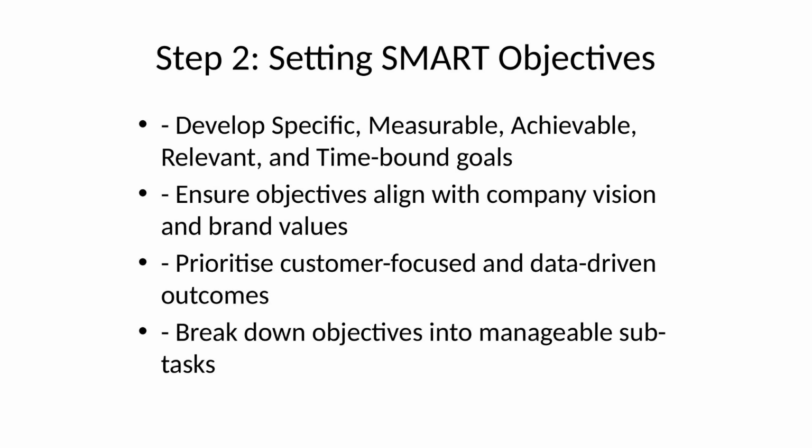The next critical step is setting SMART objectives. This framework ensures marketing goals are clearly defined and attainable. Each objective must be specific, clear and focused; measurable, trackable with data; achievable, realistic given resources; relevant, aligned with business needs; and time-bound, linked to a timeline. For example, an objective might be to increase Instagram engagement by 20% over the next 3 months. Such a goal is easy to communicate and track.